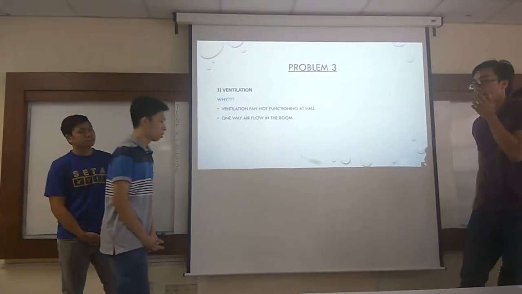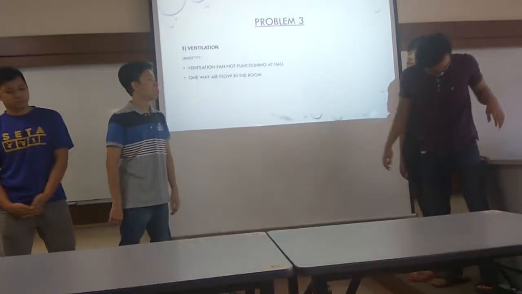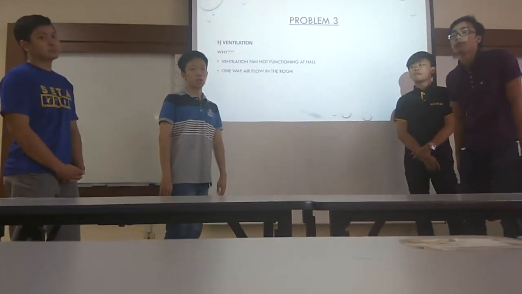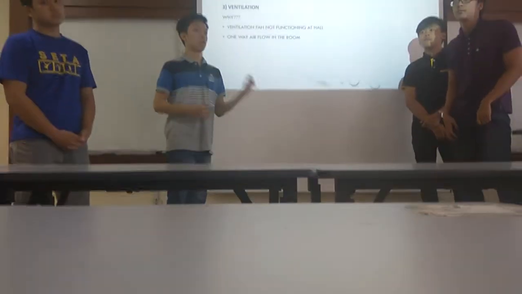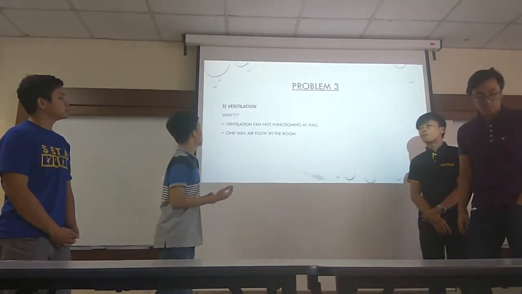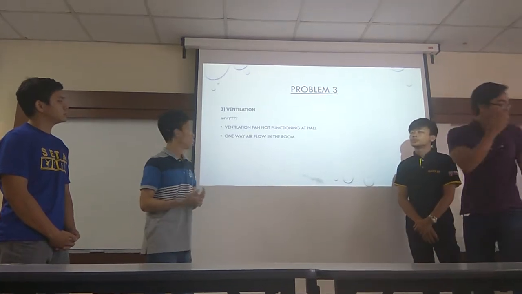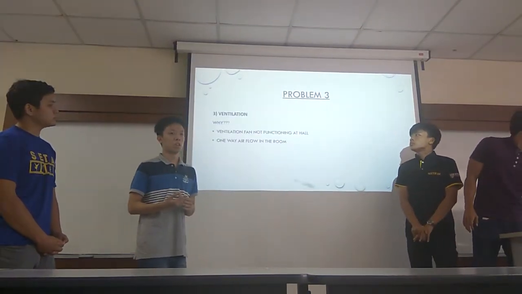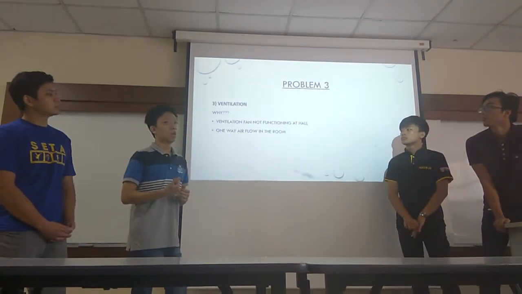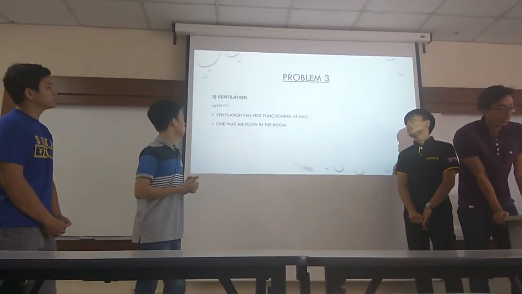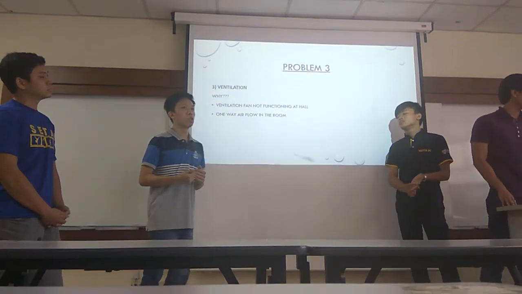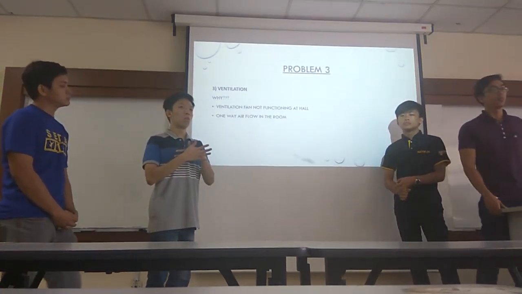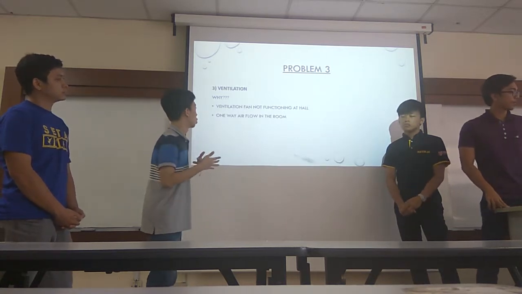So, good morning. I will continue with the third problem, which is ventilation. Ventilation is basically airflow in a building. Why is ventilation a problem? Because in the hall, the ventilation fan is not functioning. And one more thing occurs in the room: there is only one-way airflow, as only one side of the wall contains a window. So next.